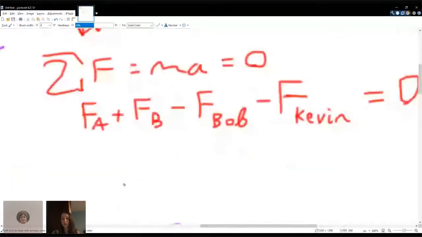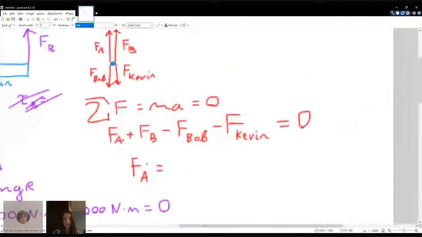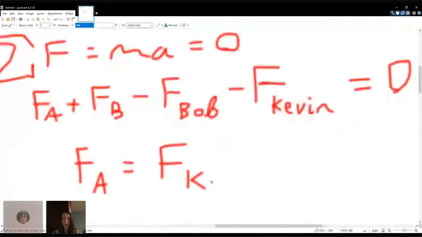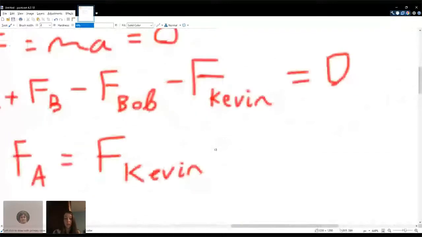Yes, Jeffrey, that is correct. You want to do the sum of the forces in the positive direction is equal to the sum of the forces in the negative direction, because our bridge is in equilibrium. That was a great observation.